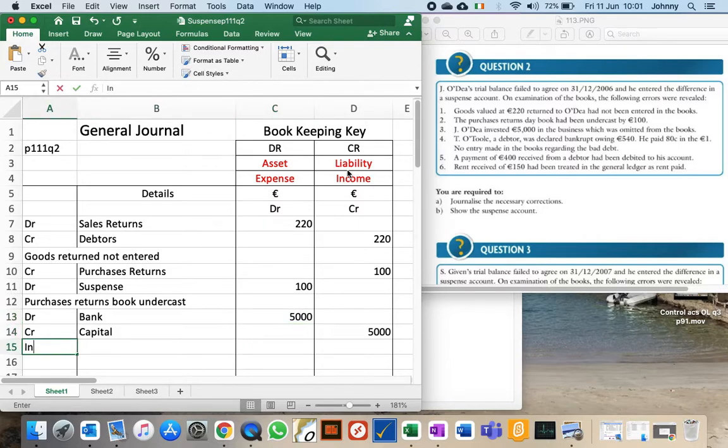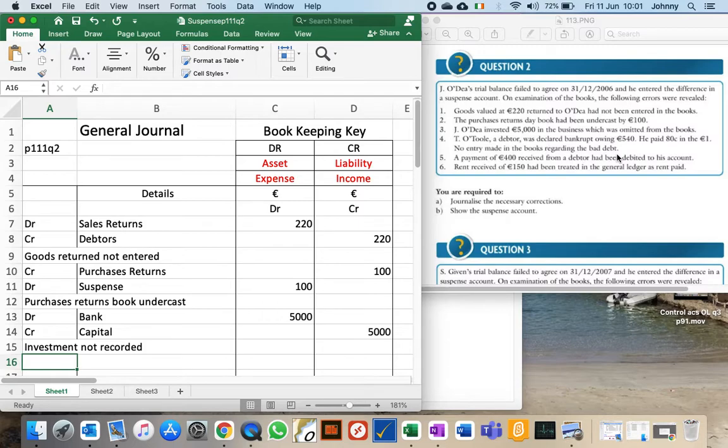So investment not recorded. That's just short and sweet. TO2, a debtor, was declared bankrupt owing 540. He paid 80 cents in the euro. That means he paid 80% of the 540 that he owed. No entry made in the book regarding the bad debt.